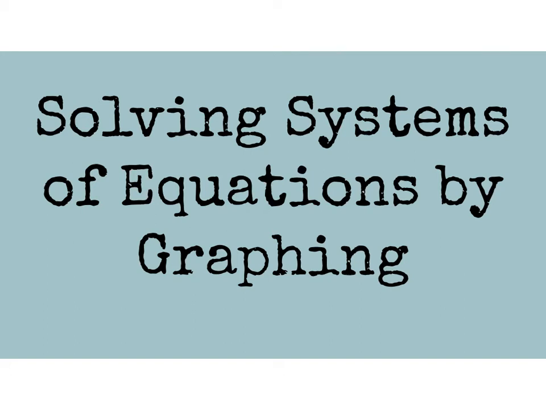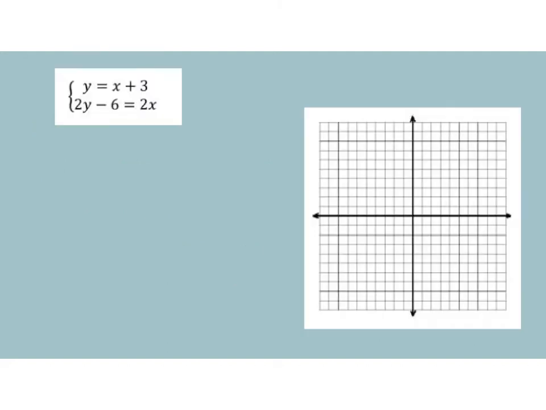All right, so today we're going to look at solving systems of equations by graphing. When I say systems of equations, that's more than one equation on the same graph. And so we're going to look at what that looks like here in just a second. So here we have two equations, y equals x plus 3, and then 2y minus 6 equals 2x. What we're going to do is graph both of those and see what happens.